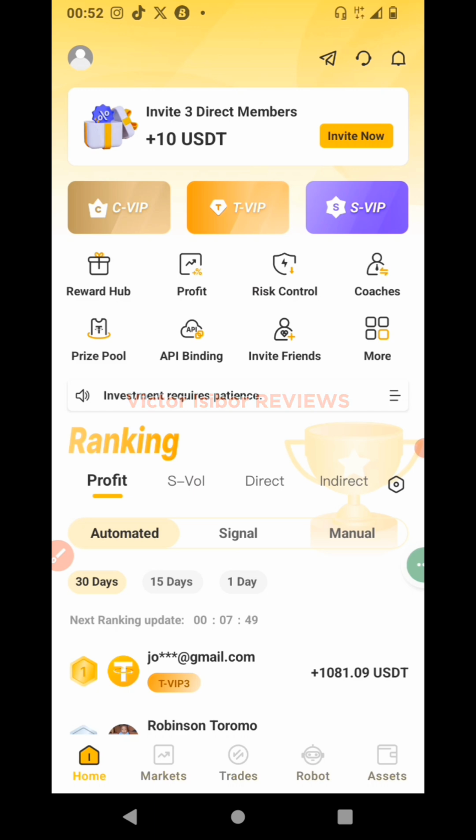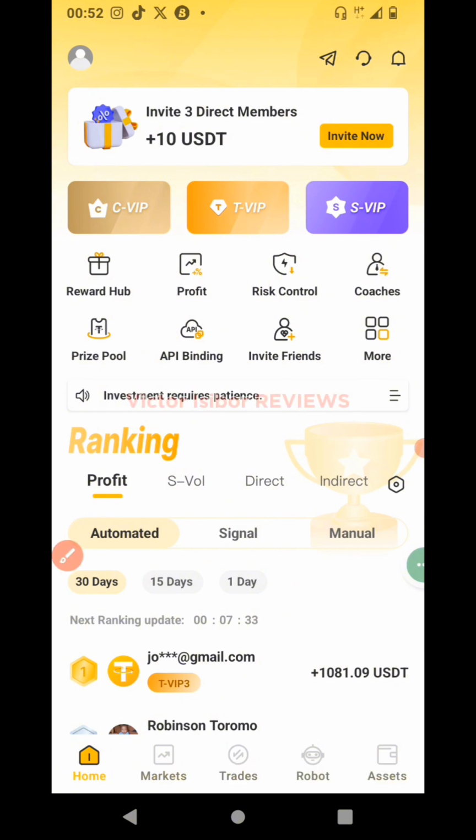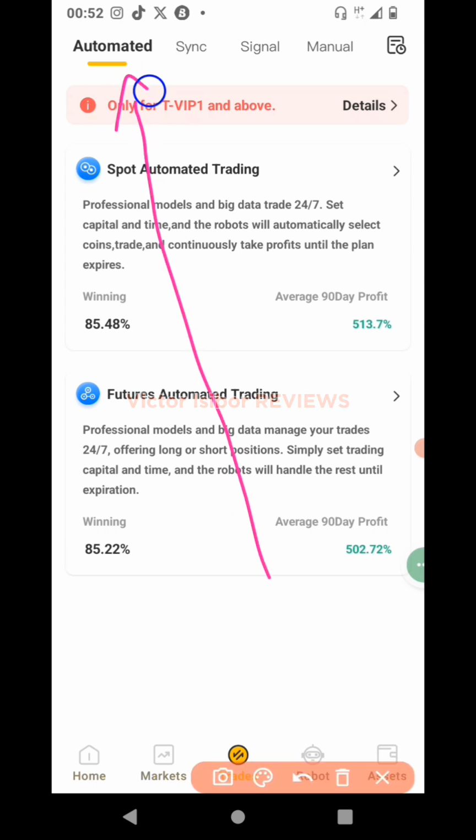Now, when you want to trade, first things first, you will go to trades. I sent an arrow there, the center button at the bottom. The first place that opens up to you after you tap on trade is automated. Note carefully, first timer, the first thing you do is to buy UGAS. UGAS is the gas that powers this bot. It enables the bot to work so that you will have profit delivered to you.